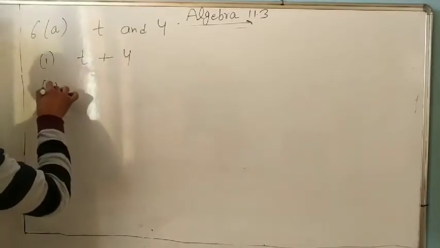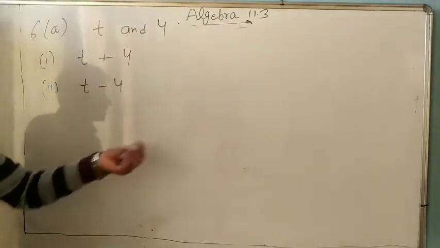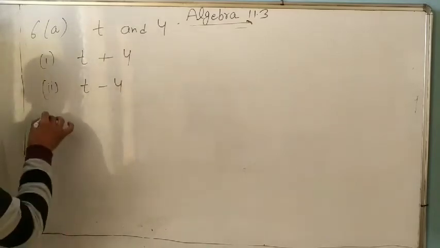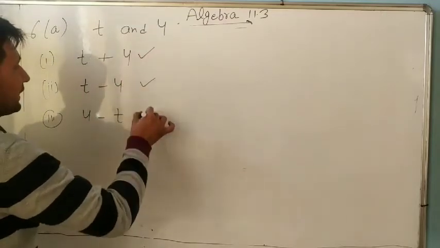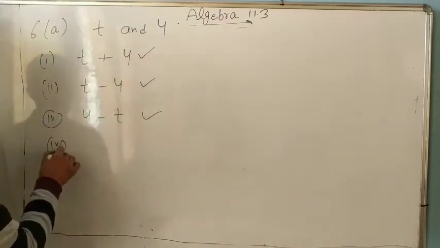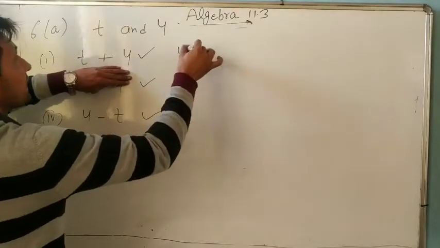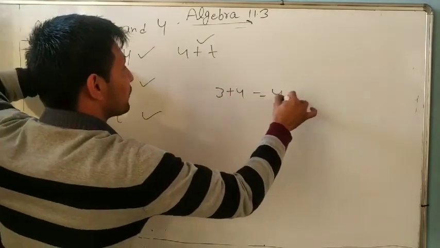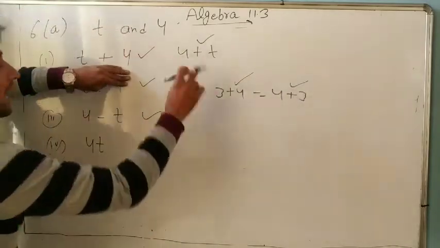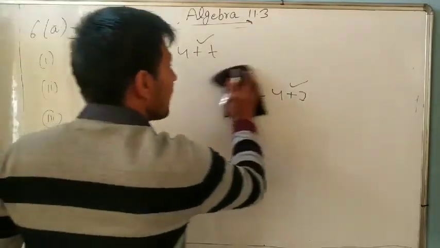Next, what can you write? We can write now t minus 4. And third subtraction, we can write 4 minus t. In every expression t is present. Next we can write 4 into t. Fifth, why are we not writing 4 plus t? Because it is commutative. 3 plus 4 equals 4 plus 3. It means either you write this one or this one, both are always equal. Understand?